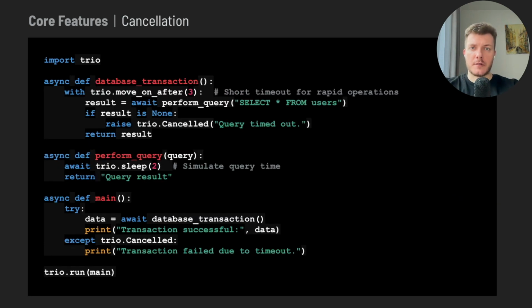For a practical scenario, consider managing database transactions with cancellation. Setting a timeout ensures that transactions do not hang indefinitely. Here we have a database query with a 3-second timeout. If the query exceeds this limit, the transaction is cancelled. Using cancellation in this way helps maintain application stability and responsiveness.